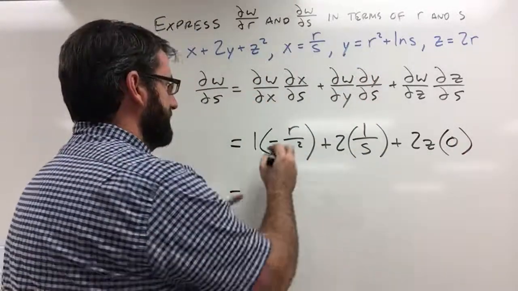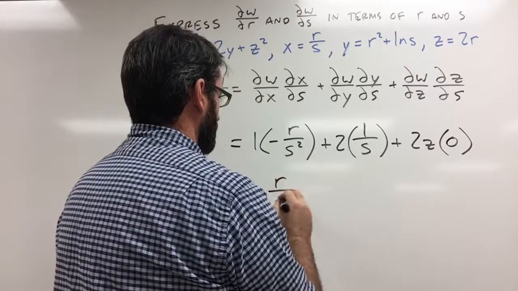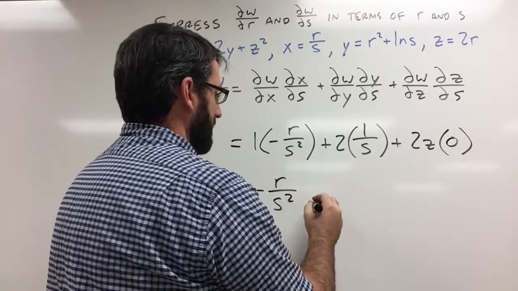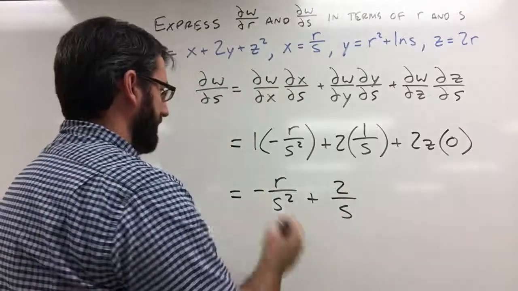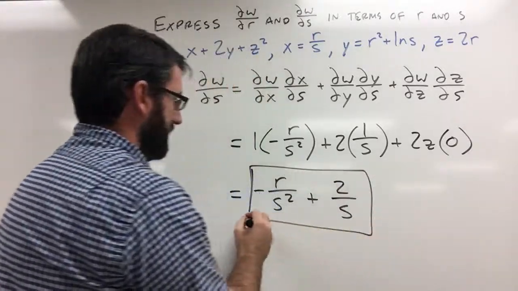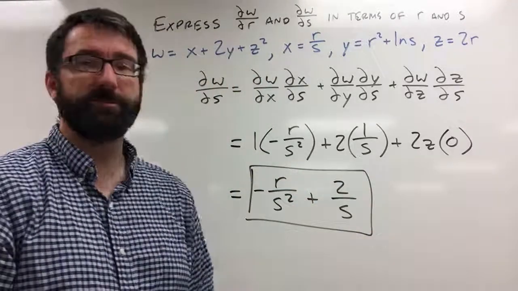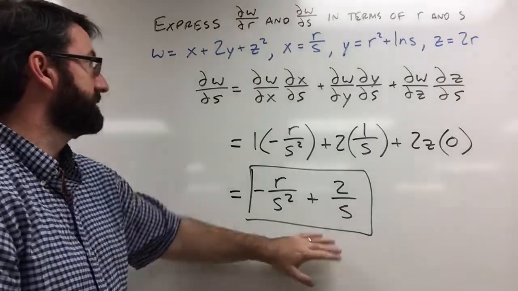All right, so this is negative r over s squared plus 2 over s. And that's it. That's our answer. Everything is in terms of r and s. So we're done there.